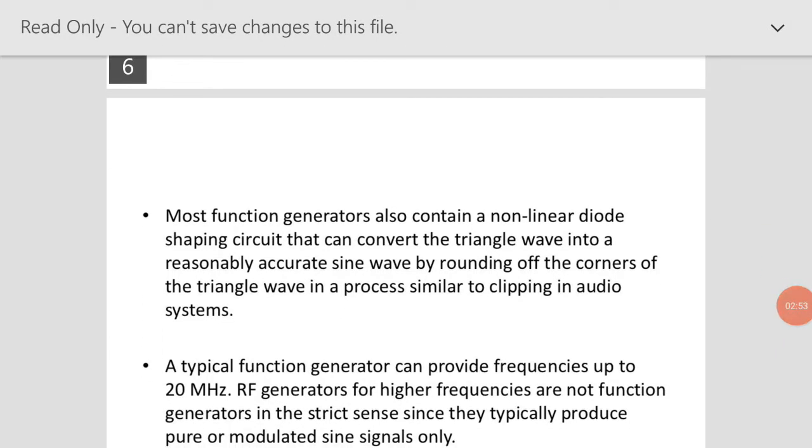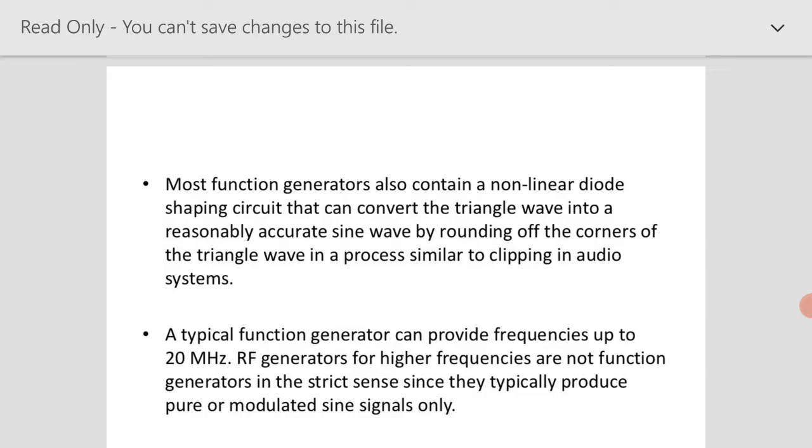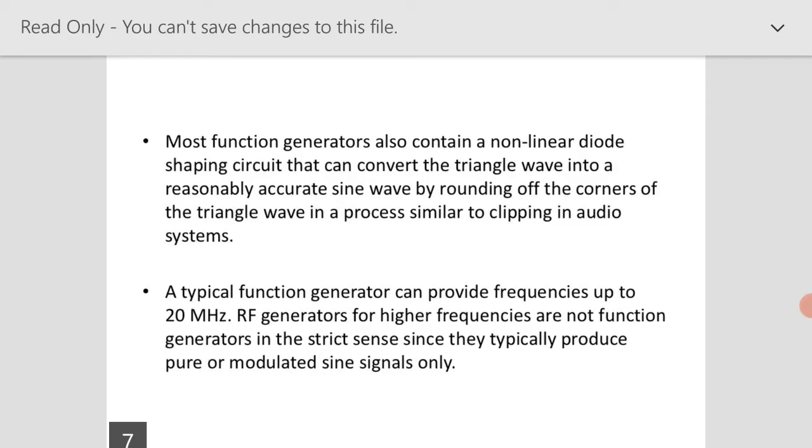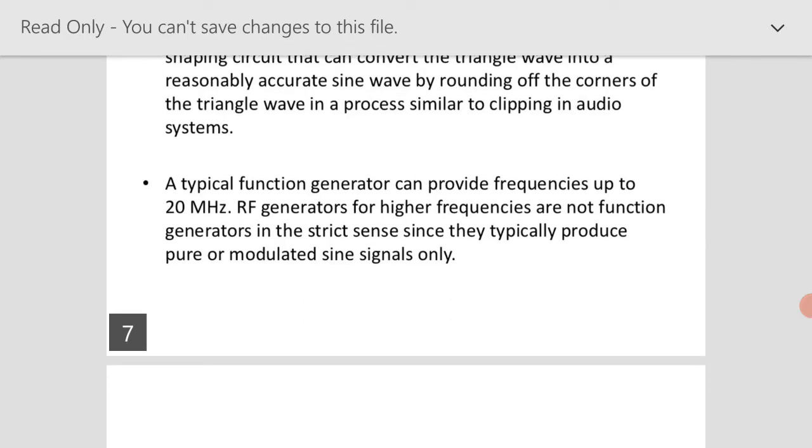Most function generators also contain a nonlinear diode shaping circuit that can convert the triangular wave into a reasonably accurate sine wave by rounding off the corners of the triangular wave, in a process similar to clipping in an audio system. A typical function generator can provide frequencies up to 20 MHz. RF generators for higher frequencies are not function generators in the strict sense. They typically produce a pure or modulated sine signal only.